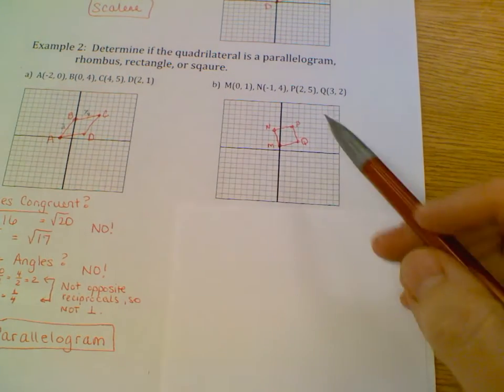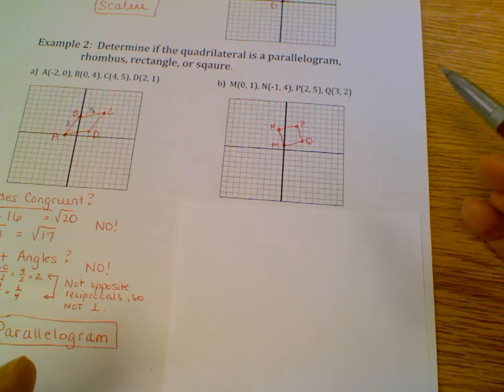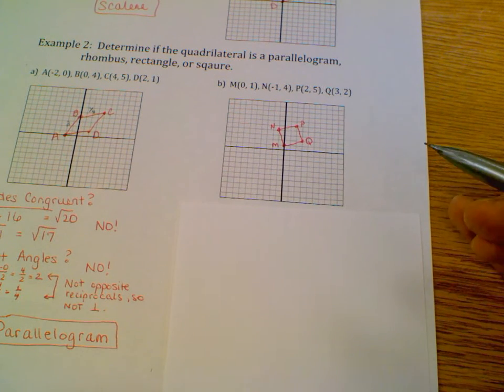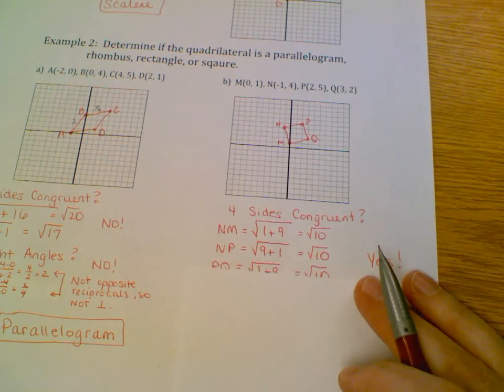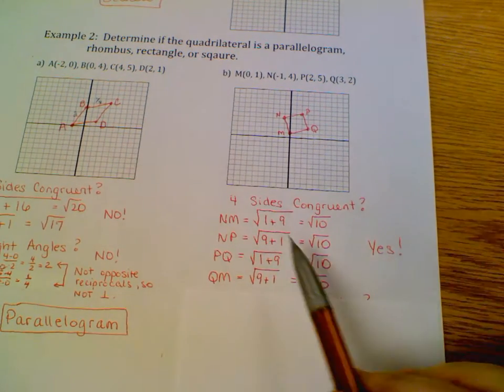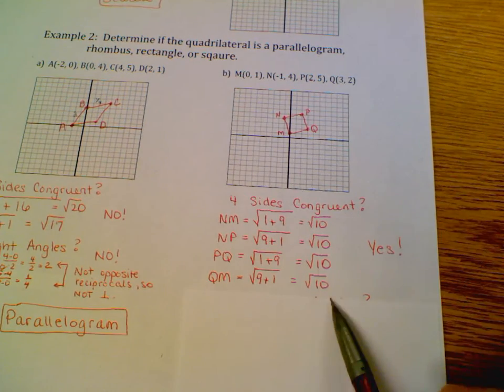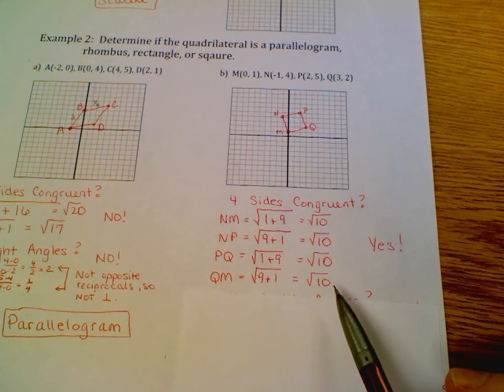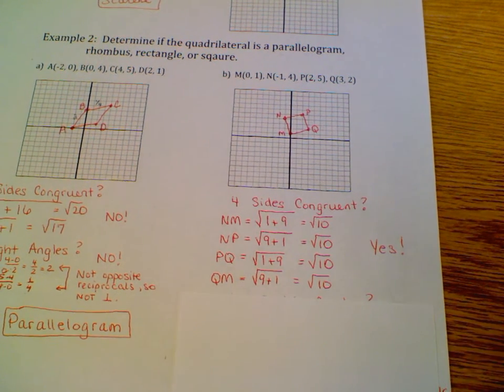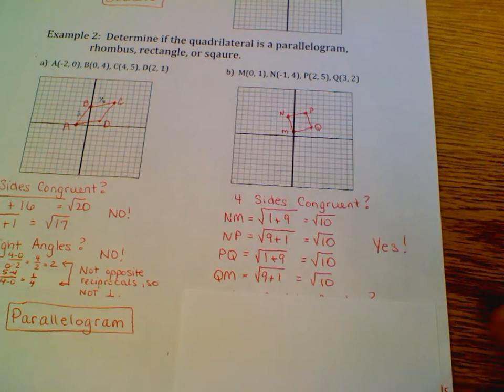So on the next one you had this shape. So right off the bat it either looks like a rhombus or it may be a square. So the first thing I would check is, do I have 4 congruent sides? When I found the distance of every single one, they ended up being all the same. So yes, I have 4 congruent sides. So it is a rhombus or it's a square.